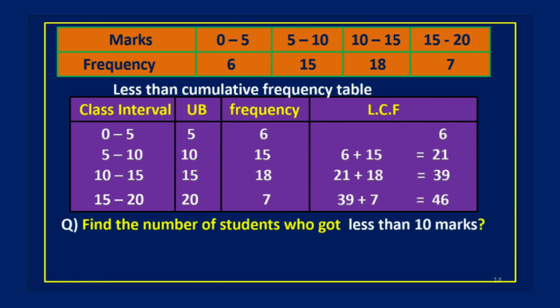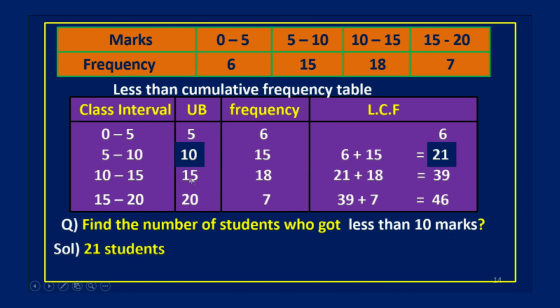Can you find the number of students who got less than 10 marks here, students? Yes, where you are getting upper boundary here? Yes, it is 10. Now can you tell me the LCF of this? Yes, it is 21. So from this what we can understand? Number of students who got less than 10 marks is 21 students.